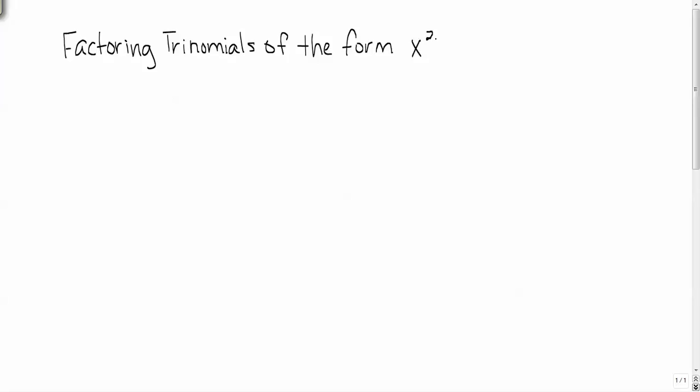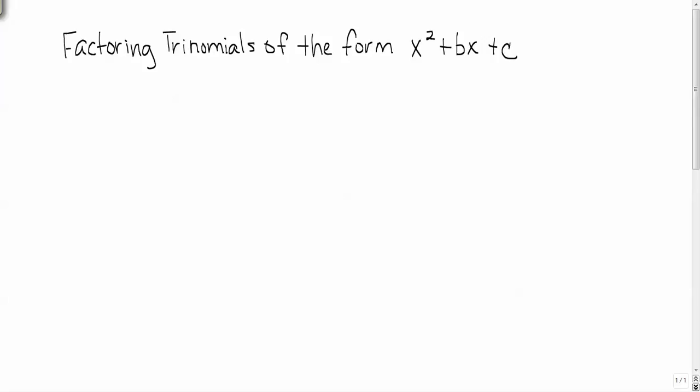Okay, we're going to be factoring trinomials of the form x squared plus bx plus c.